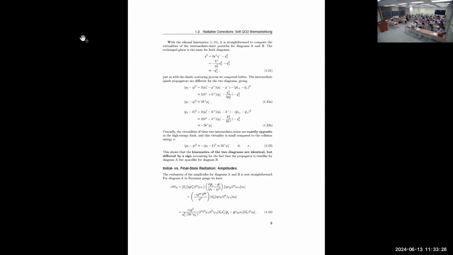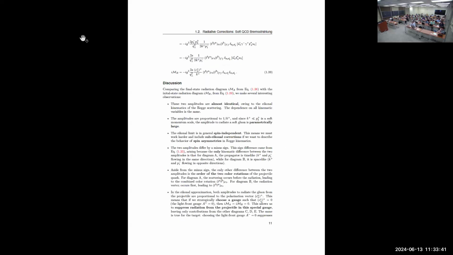But there is in QCD a massive amount of gluon radiation that comes out because specifically of the non-abelian properties of the theory. I think maybe I'll just tab through the next couple of slides if that's okay with you. Yeah, so here's sort of the discussion. The amplitudes are almost identical. They have identical kinematics up to a minus sign.